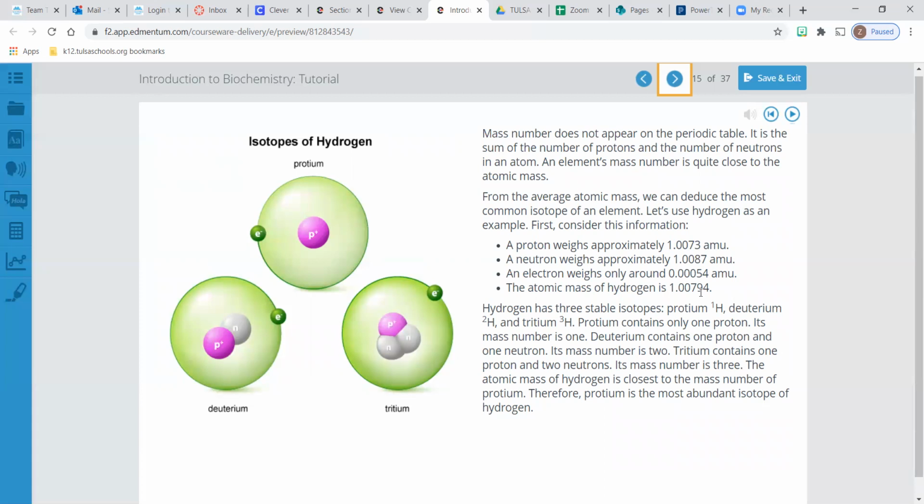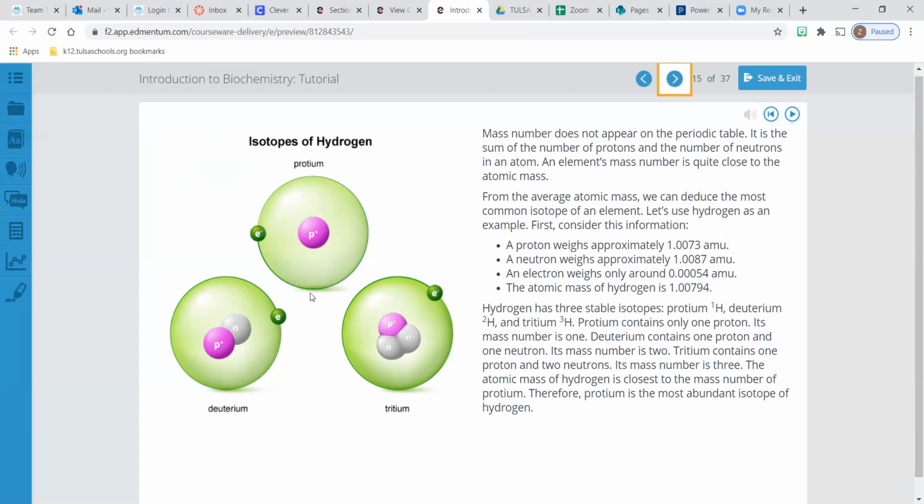Protium contains only 1 proton. Its mass number is 1. Deuterium contains 1 proton and 1 neutron. Its mass number is 2. Tritium contains 1 proton and 2 neutrons. Its mass number is 3. Okay? So the atomic mass of hydrogen is closest to the mass number of protium.